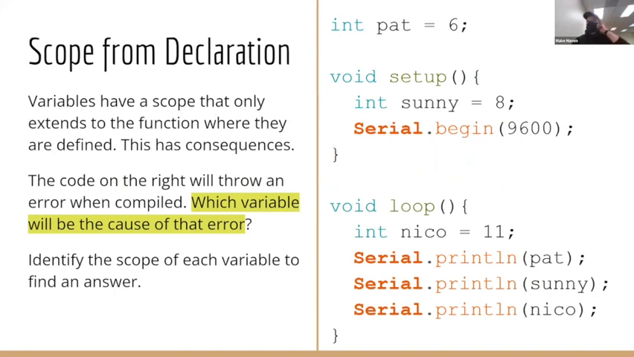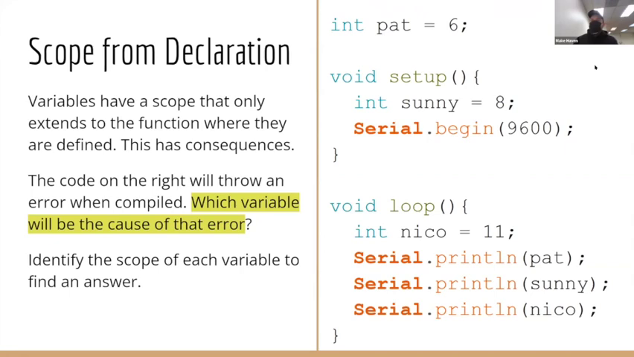This is an Arduino sketch over here on the right. And again, serial is just taking information and sending it from the Arduino to your computer. So when you do this serial begin, you're starting a connection to your computer so that it can talk back to you. In this case, we've got 3 variables. The first one is called Pat. Pat is the name of the variable.